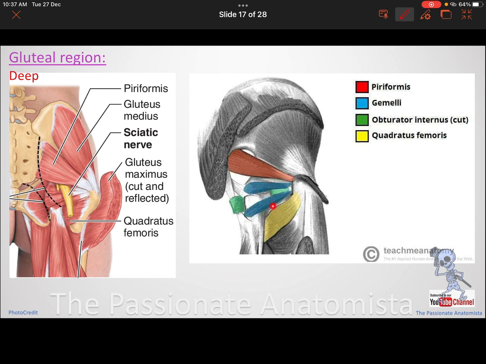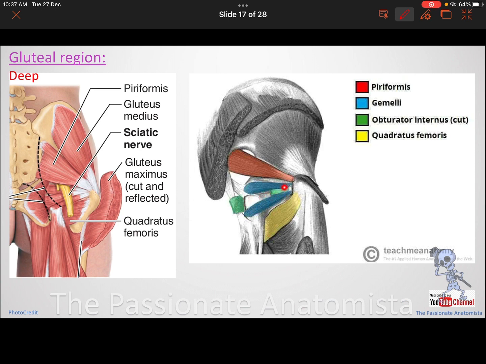We have two twin structures. Gemellus, you guys, in Latin means twin. We have superior one, inferior one. Superior gemellus, inferior gemellus. Okay, gemellus superior and inferior. Those muscles are coming from your ischial bone, and they will go all the way to get attached to the greater trochanter. Okay, so you have the gemellus superior, inferior.